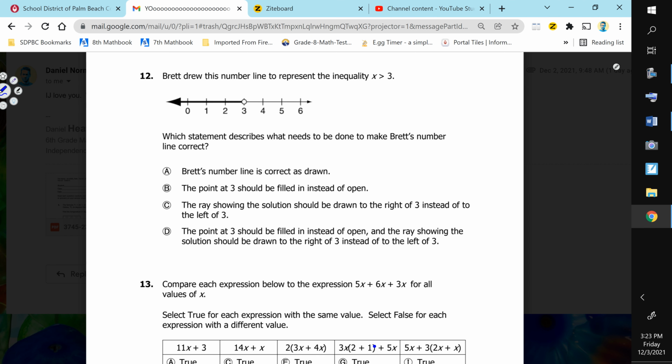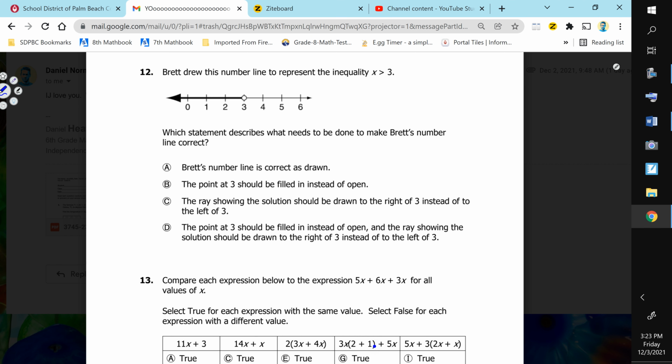Okay. Brett drew this number line to represent the inequality. Which statement describes what needs to be done to make Brett's number line correct? So it's definitely going the wrong way because x is supposed to be greater than 3, not less than 3. We don't need to fill it in, we just need to make it go that way. So his number line is correct? No. The point should be filled in? No. If we fill it in, that would be if it's a line under it, and we don't see that. The ray should be drawn to the right? Yeah. So it's C. The answer is C.